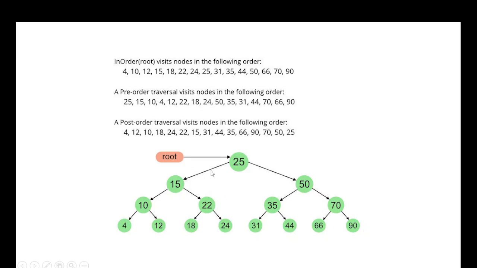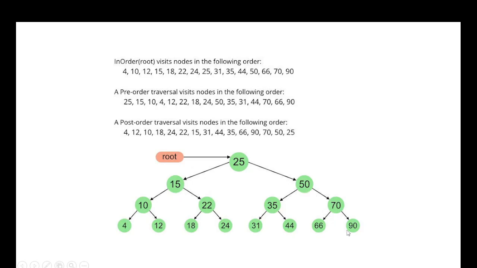Let's take in-order. For in-order, it is left, root, right. So first for this node it should process the left subtree. For this node also it should process the left subtree. For this it is 4, 10, 12. Then the root 15. Then the right subtree. Under the right subtree it will be 18, 22, and 24. Then 25 for in-order here, and then the right subtree. For the right subtree, left, root, right. So left 31, 35, 44. Left for the 50 node is over. Then it will print 50, and then 66, 70, 90.